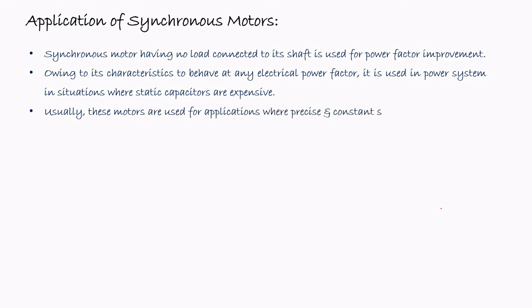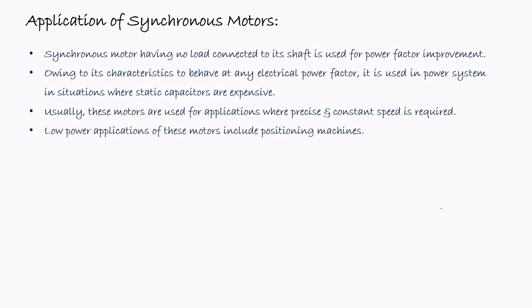Usually, these motors are used for applications where precise and constant speed is required because, as we have discussed, the synchronous motor can run only at a constant speed, and this is the synchronous speed. That means the motor will rotate either at synchronous speed or it will not rotate at all.